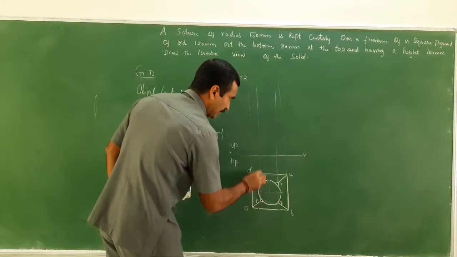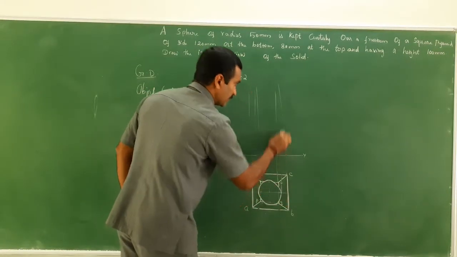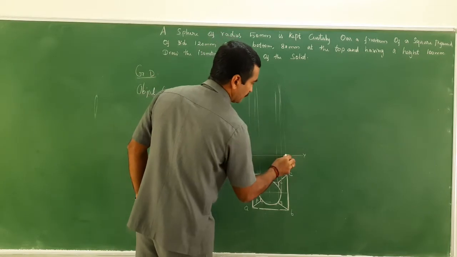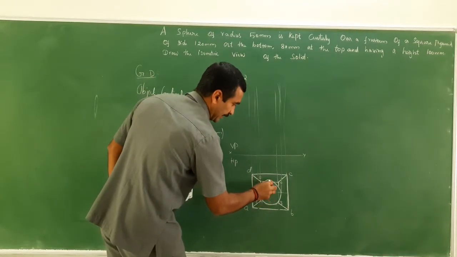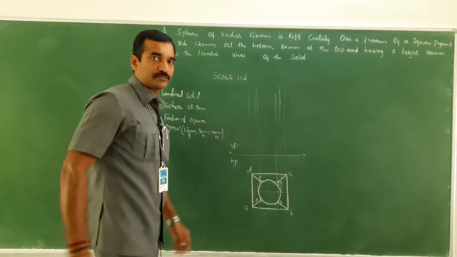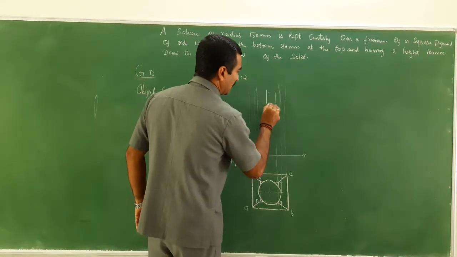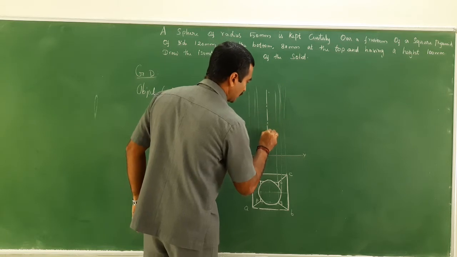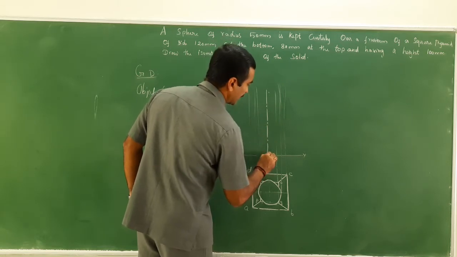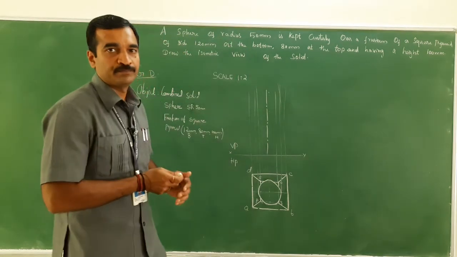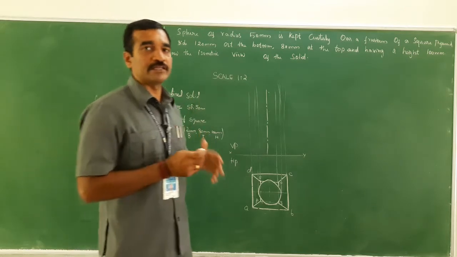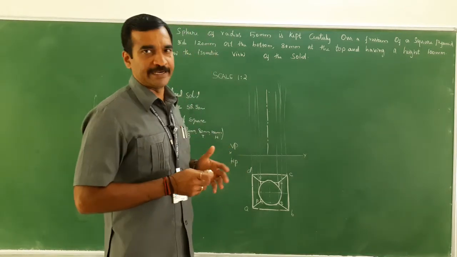So including the sphere, everything, take vertically. And the axis. How does the axis need to be represented? Long line, dot, long line, dot, long line. This is how the axis needs to be. So what is the height of the frustum of the square pyramid? It is 100 mm, isn't it?